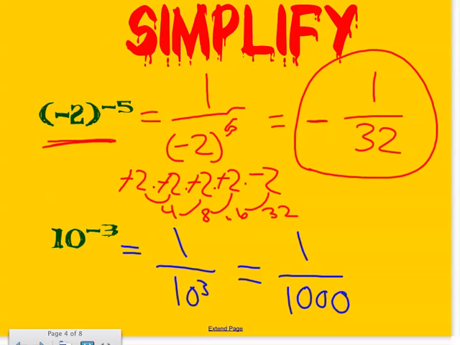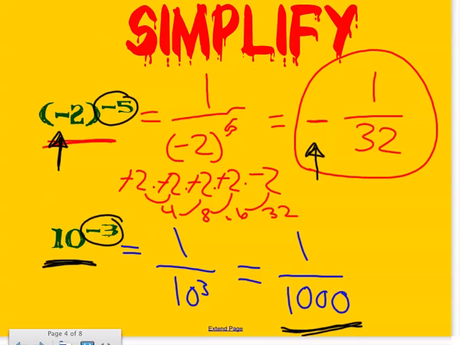So again, key feature is that the negative exponent doesn't make your answer negative. It makes your answer a fraction. Your answer can be a negative if your base was a negative. You see how this base was a negative, so it made my answer a negative? Where this base was a positive, so my answer was a positive, okay? But the exponent is not what's making this answer negative.